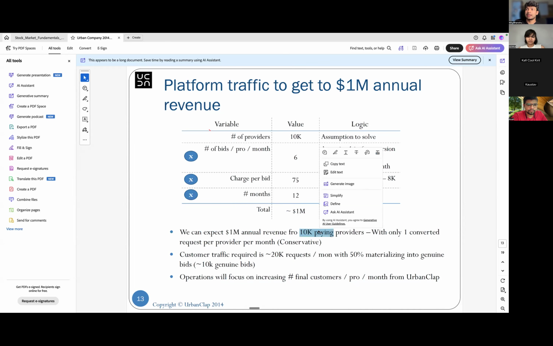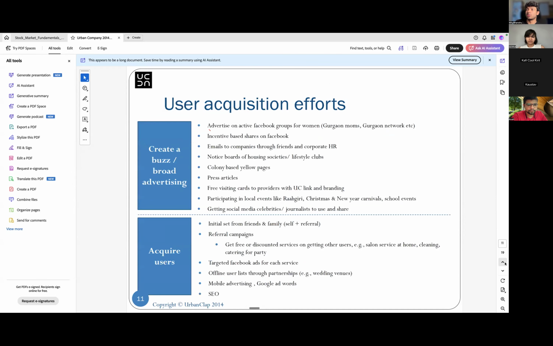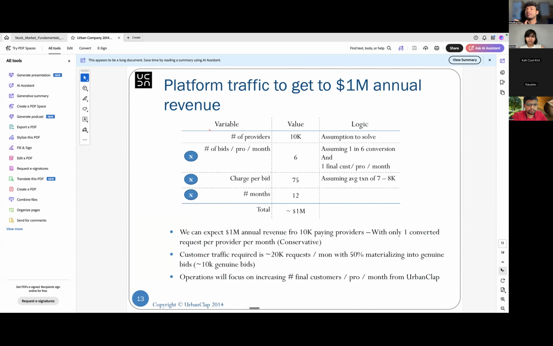But this number of 10,000 paying providers may seem more believable given that they have already spoken about the number of channels they will use to acquire users. Maybe by this point, the VC is convinced that, yeah, I think you can get 10K paying customers. And if I believe that this much money that they will pay, I can see that you can get this much annual revenue. Already there's some conviction that is starting to build.